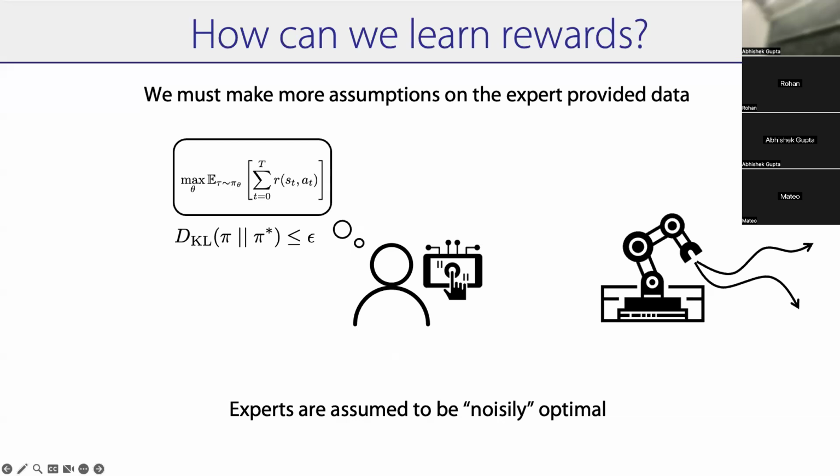If it is just arbitrary data, then you don't know what explains the data. If I just got data and said, give me a reward, that doesn't make sense. I have to say that the data is either optimal or noisily optimal according to some reward, and then I can try to infer that reward. That's the assumption we're going to make, that experts are noisily optimal, and we'll show how different types of optimality lead to different things.